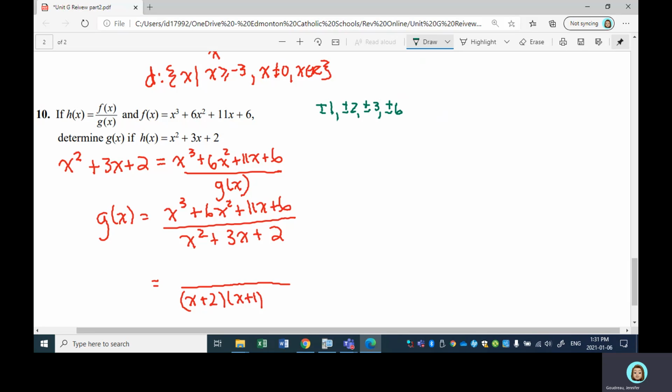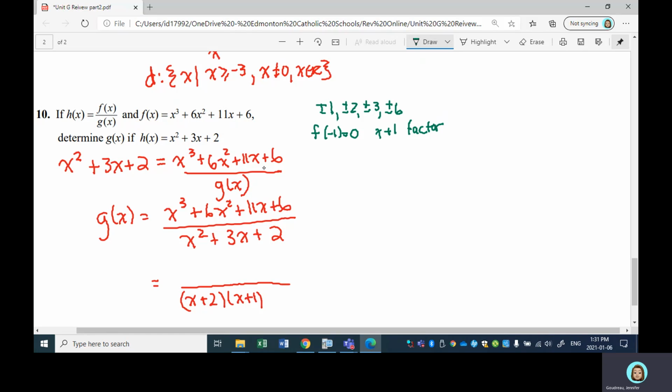And what we can do is start substituting them into the function to see what is actually going to give us a 0. And what I already know is that f at -1 gives us 0. If I plug -1 in here, I'm going to get -1 plus 6 minus 11, which is -12, plus 6 gives me positive 12, which is 0. That tells me that x plus 1 is a factor.